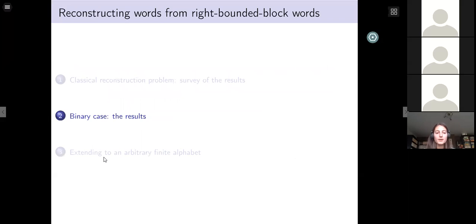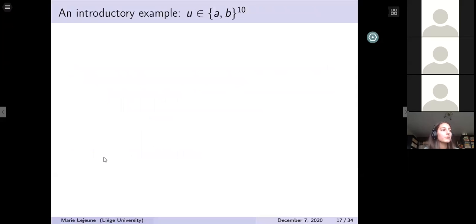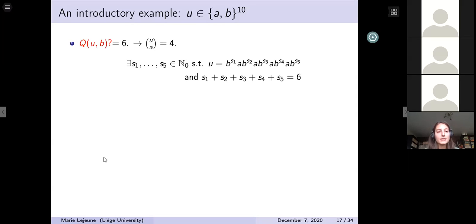Okay, so maybe let's go for the binary case. Let's start with an example to understand the algorithm, which is quite simple in the binary case. We have a word u that we don't know, and this word is of length 10. We are going to ask questions one after the other. So maybe the first question is asking how many A's or how many B's we have in the word. I'm going to ask for the number of B's, and the answer is 6. So since I have 6 B's in the word, I have 4 A's.